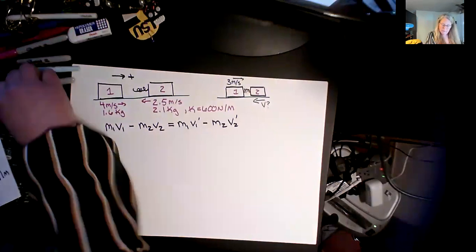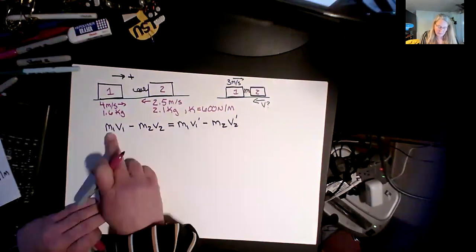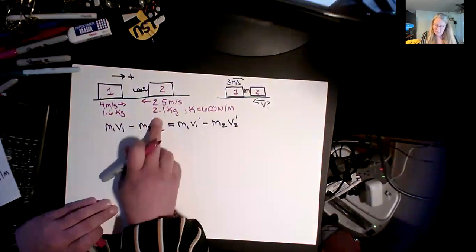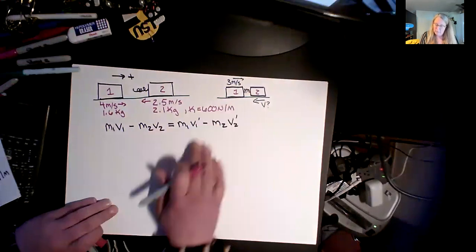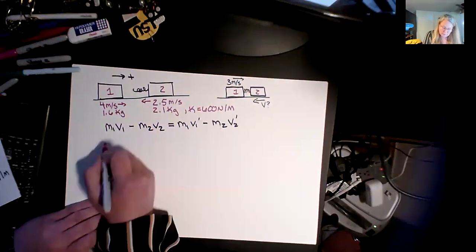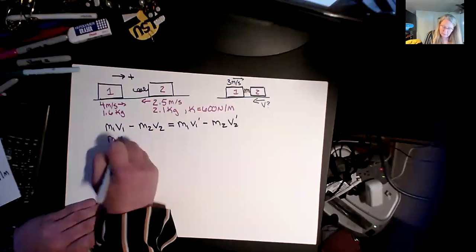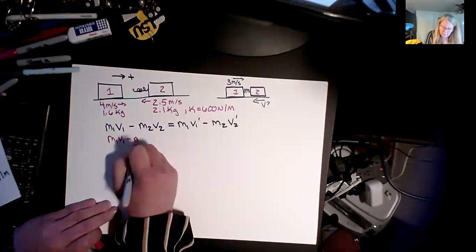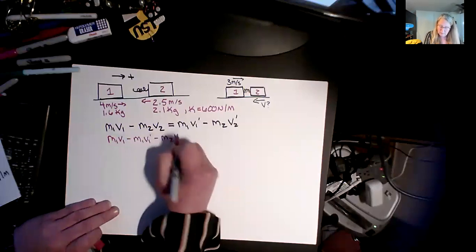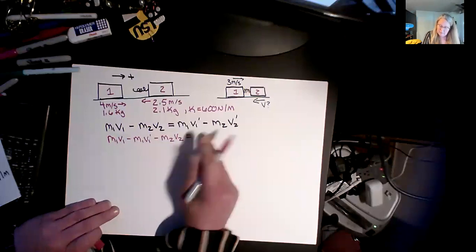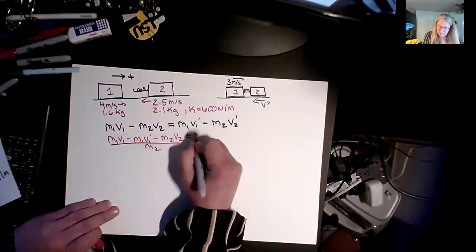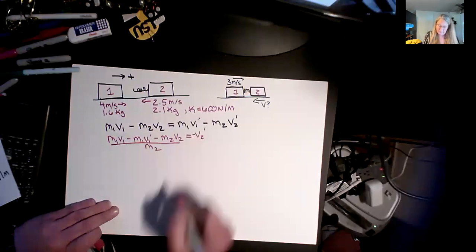So let's see, what do we come up with? Well, I know mass 1 and velocity 1, all that information is there. I know mass 2 and initial velocity 2 is there. And I know mass 1 and velocity 1 prime there. I don't know this one. So what I can do is rearrange this, and I'll have mass 1, velocity 1 minus mass 1, velocity 1 prime minus mass 2, velocity 2 equals, I'm going to divide by mass 2, equals velocity 2 prime, and let's not forget that negative sign.